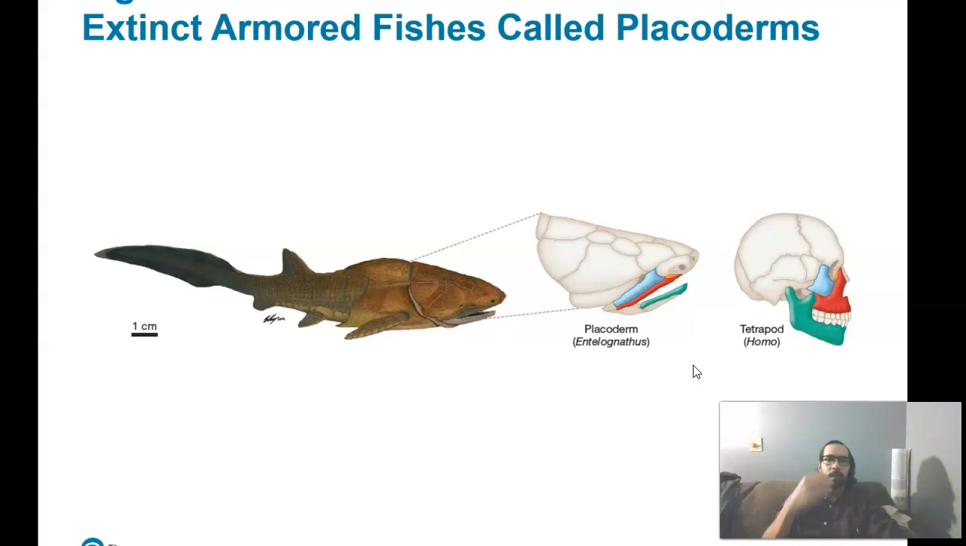Here you can see the placoderm. This is what it looks like, and it wasn't a very big fish, but you can see some of the homologous structures found in placoderms that are also found in humans, like the dentary, also known as the mandible for humans, the maxillae, and also the zygomatic bone. So these are structures that are also found in placoderms.